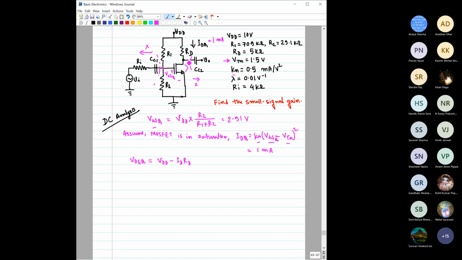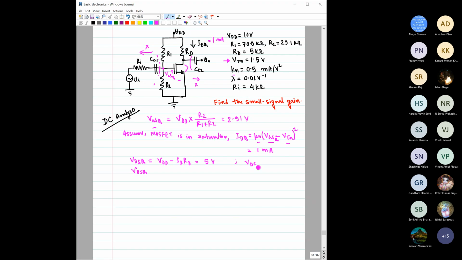Take a loop, KVL along this loop, from VDD to ground. The VDD value is given, ID and everything is known from here. If you calculate it, it will come as 5 volt. So this is VDSQ.